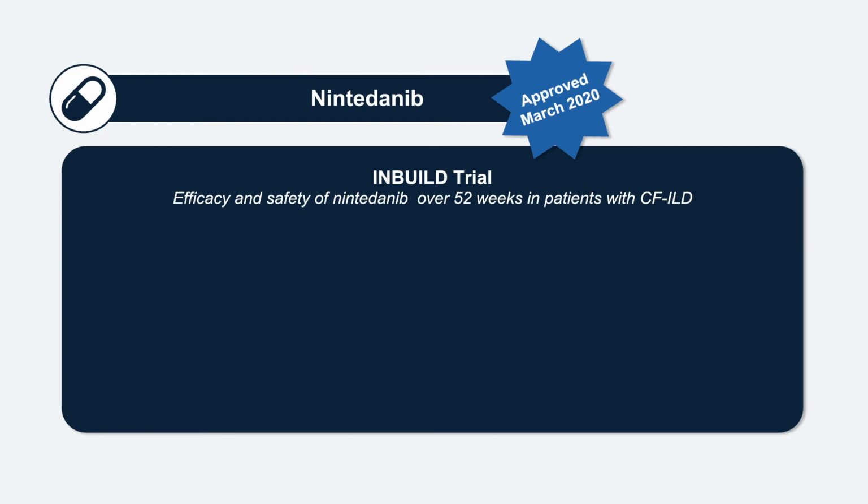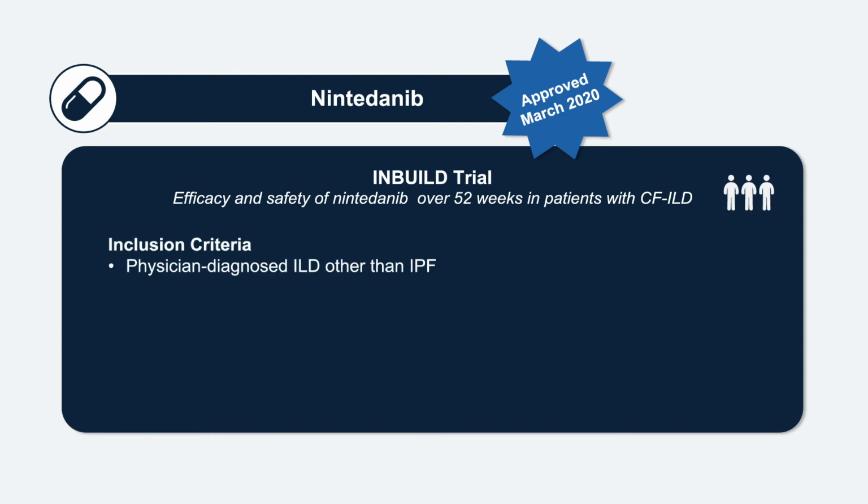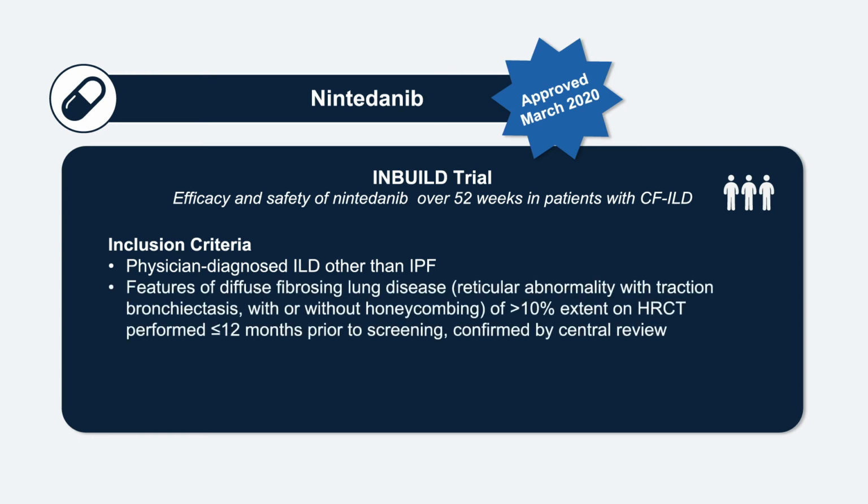We wanted to know the eligibility criteria here, which is a diagnosed interstitial lung disease other than IPF, which they got naturally, by the way. You had to have features of diffuse fibrosing lung disease. So you had to have reticular abnormalities with traction bronchiectasis. We went over that, with or without honeycombing, of greater than 10% of an extent on an HRCT, less than or equal to 12 months prior to screening, confirmed by other reviewers. They wanted these patients to have an FVC above 45% predicted and a DLCO in between 30 and 80% predicted.